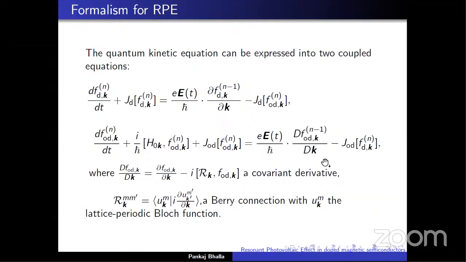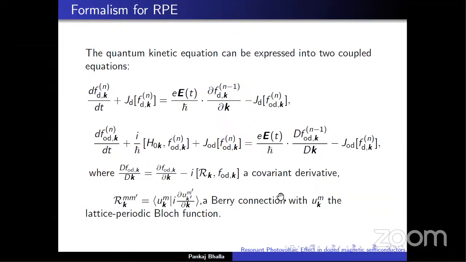a covariant derivative, which has the information about the Berry connection, R_K, which is a product of the eigenvector with the wave vector derivative of the eigenvector in the another index m prime. Sorry, here it should not be k prime. This is a typing mistake here.